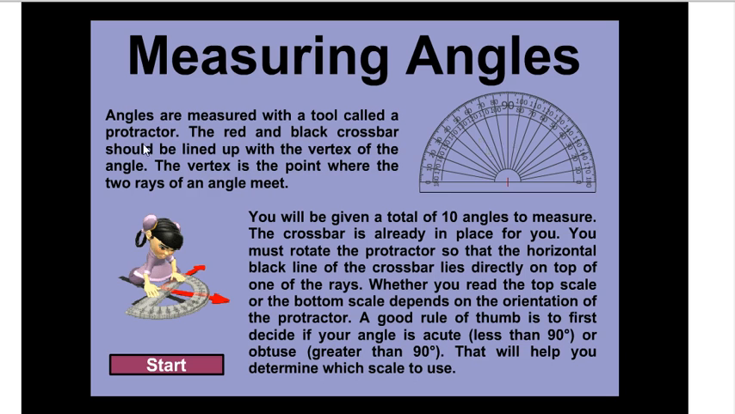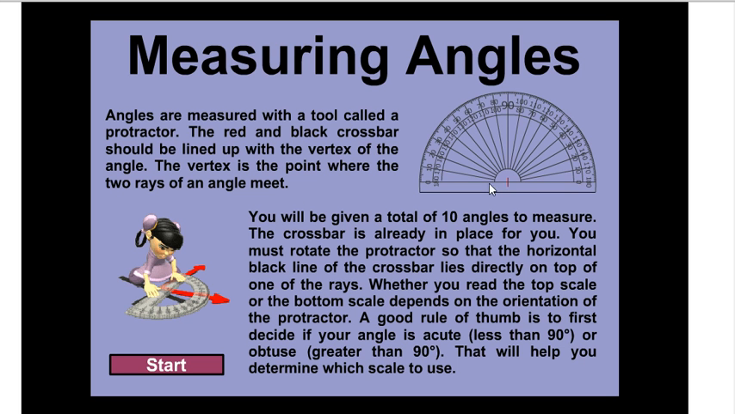This is a virtual protractor online. It says angles are measured with a tool called a protractor. And the red and black crossbar should be lined up with the vertex of the angle. The vertex is the point where the two rays of an angle meet. It's the mutual endpoint. The angle is formed by two rays that share the same endpoint, and so that endpoint is called the vertex.